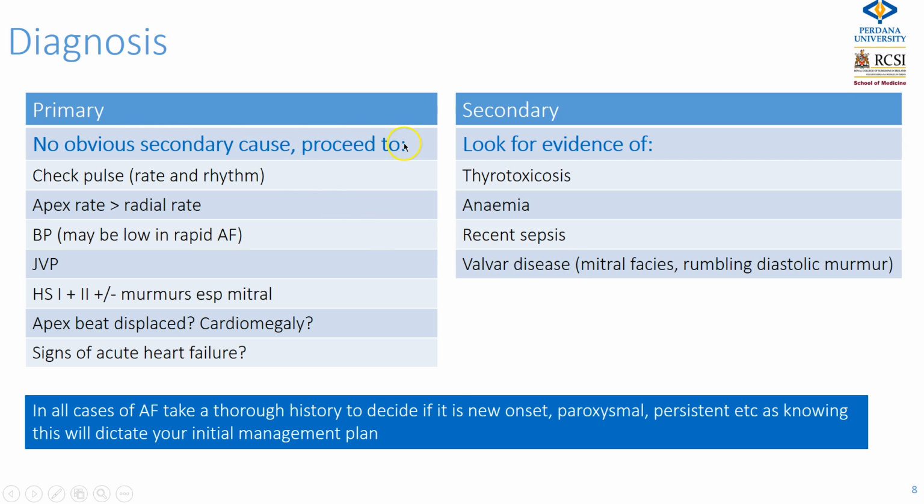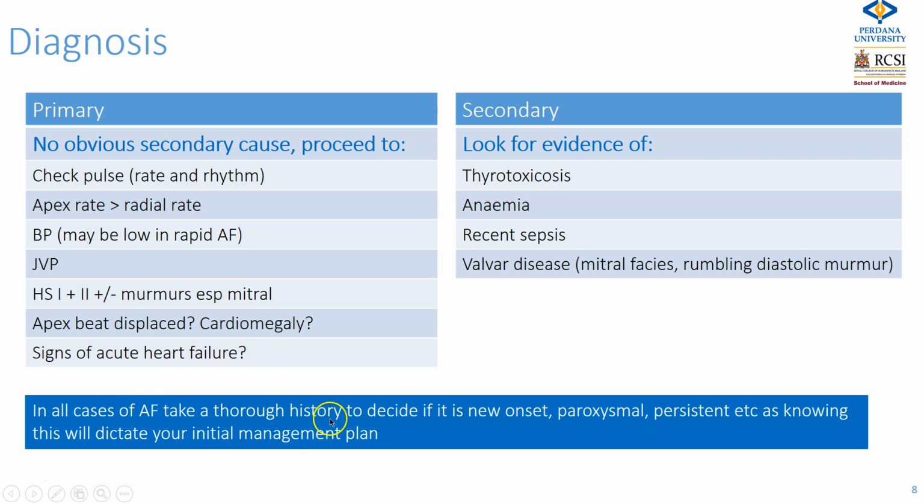If there's no obvious secondary cause, then you should check the pulse for rate and rhythm, check the apical rate in relation to the radial rate, check the blood pressure. It may be low if the patient is in rapid AF. Check the jugular venous pressure. Check the heart sounds and listen for murmurs, particularly mitral murmurs. Is the apex beat displaced? Is there clinical cardiomegaly? Are there signs of acute heart failure?